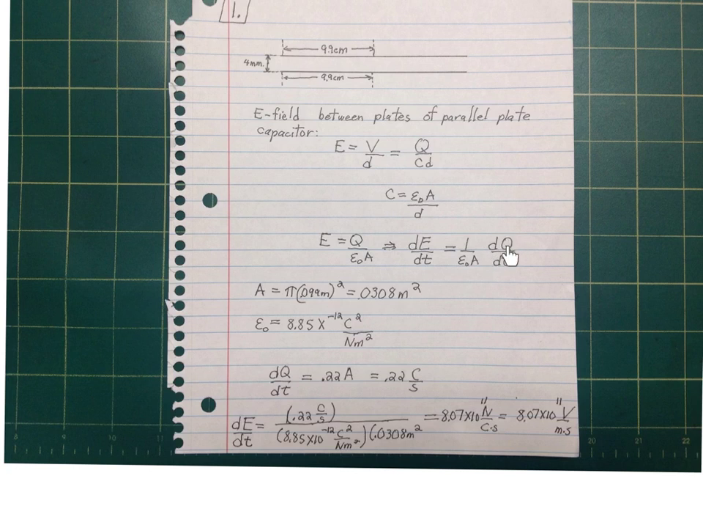Since the capacitor plates are in the process of being charged, I can say that the electric field is being changed, and it's being changed at a rate which is essentially going to be equal to the rate at which the plates are being charged, times 1 over epsilon 0 A.